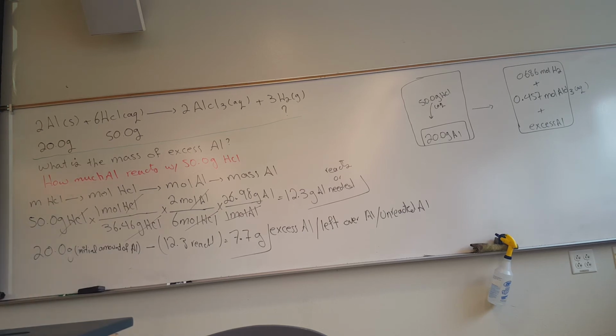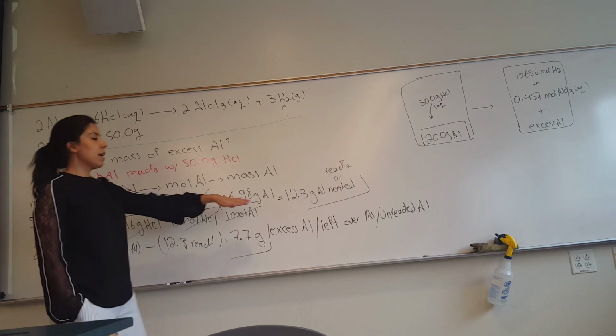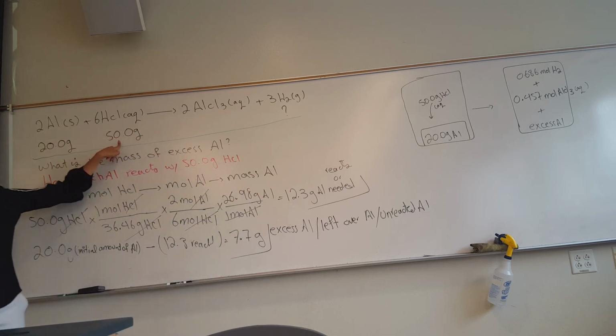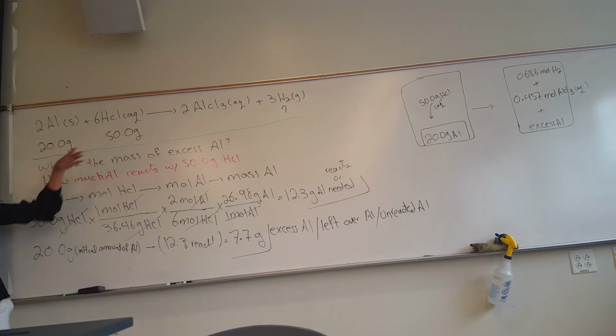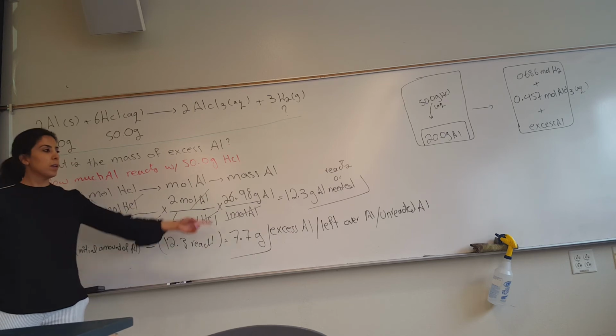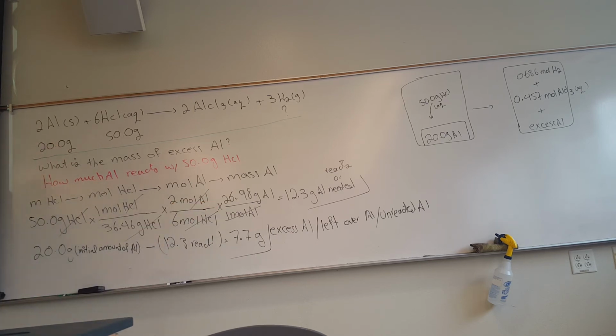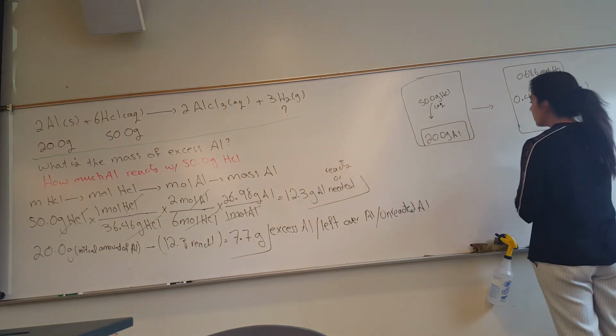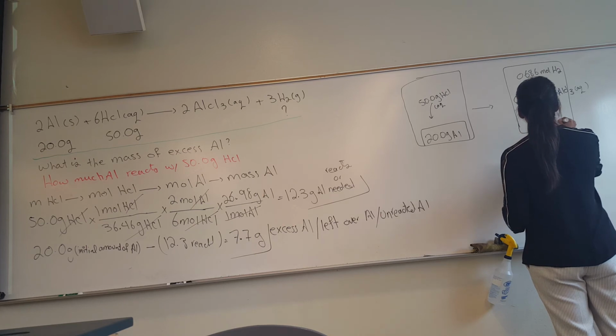So since I knew hydrochloric acid was the limiting reactant and aluminum was in excess, I found the mass of aluminum that's needed for 50 grams of hydrochloric acid. By doing this calculation, I found that only 12.3 grams of aluminum is needed for 50 grams of hydrochloric acid. Now, I started with 20 grams of aluminum. All I needed was 12.3 grams of aluminum. That would be the excess of aluminum, 7.7 grams. Now, what does that mean? If I go back to my chart here, yes, in this flask, I would expect to see 7.7 grams of aluminum as well.